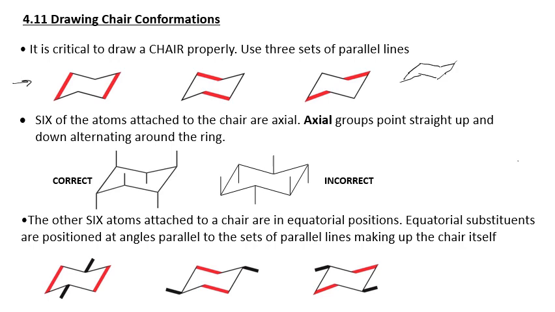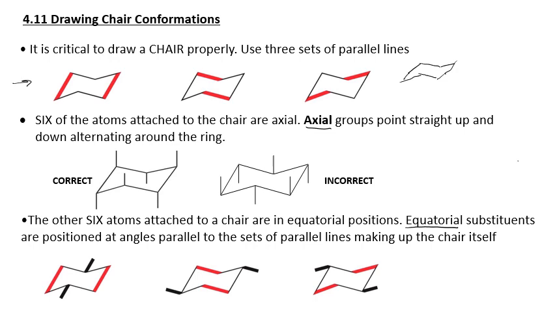All right, this takes a little practice, and it's kind of hard to do on this touch screen. However, once you get that down, then we have to put the substituents in the right place. So there are axial and equatorial groups. Axial and equatorial substituents. Six of the atoms attached to the chair are axial, and they are in alternating positions.